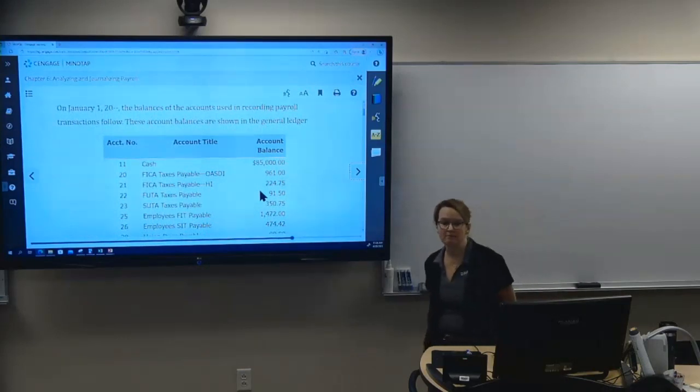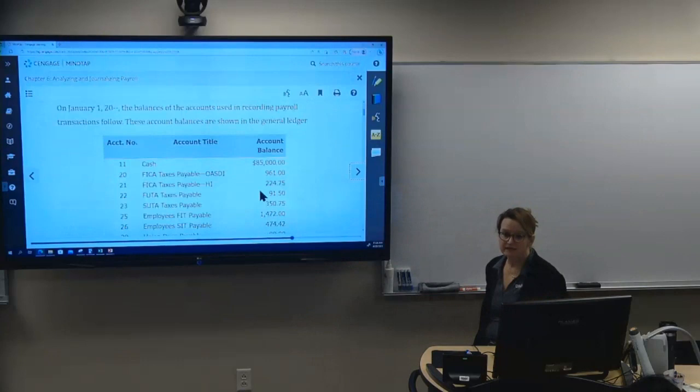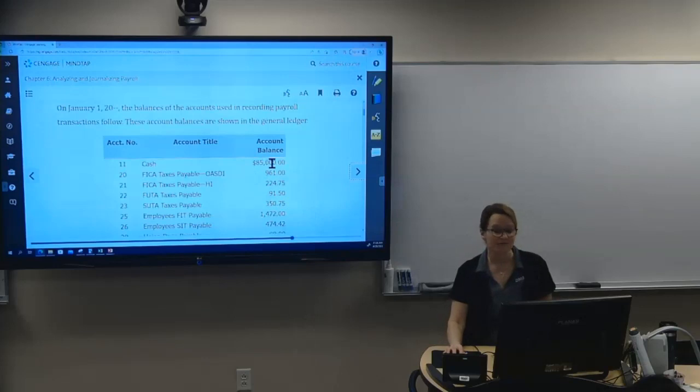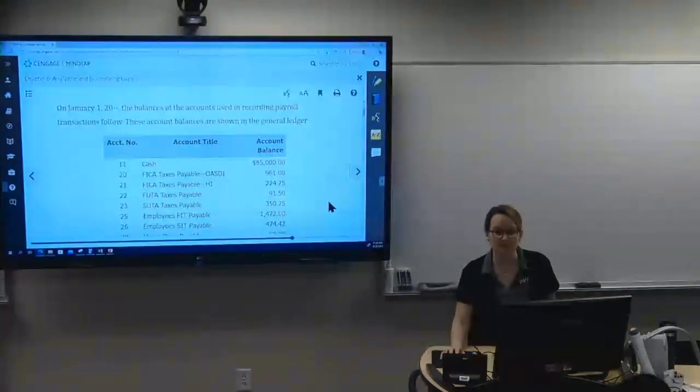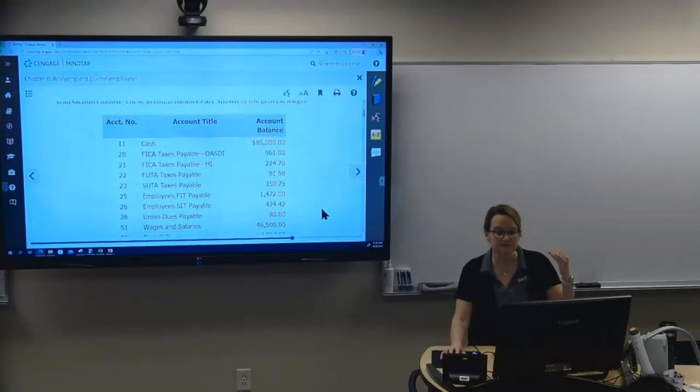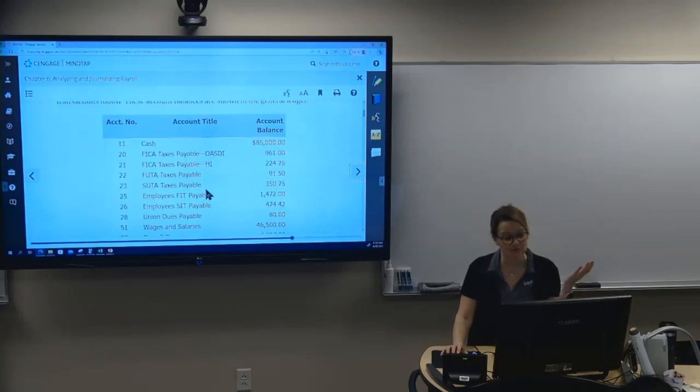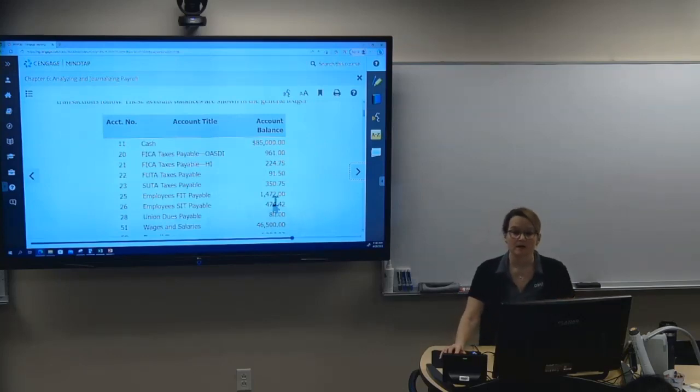January 1st, these are the balances in the accounts. So this is what they currently have. They've got cash of $85,000. That means they've got $85,000 in the bank, right? FICA taxes payable, OASDI. So these would be the amounts, those beginning balances in those T accounts that we've discussed. FUTA taxes. So these are all the payables. This is how much they've accrued from the previous year that they just haven't paid yet. Okay, so these amounts, they already owe it.